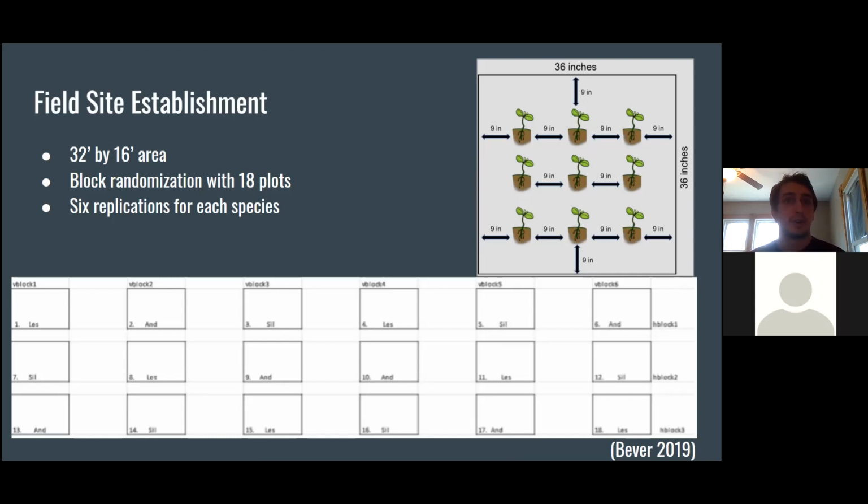Now the diagram on the top right shows the orientation within a plot in the field site. This layout was followed for all 18 plots. And overall, the field site was block randomized, meaning that within each column, one of each species was present and was randomly oriented. This ensures that each species was subjected to equal environmental factors.